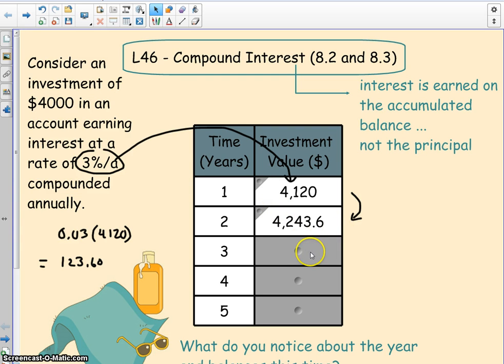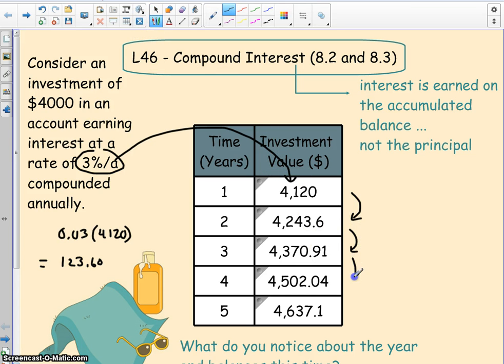To find the following year, now you're taking 3% of that amount, $4,243.60. So you calculate that, you add it to the original, and you get 4,370, and so on and so forth. 3% of that added to 4,370 gives you 4,502, and so on and so forth. So you'll notice here, looking at the table of values, that your differences are no longer constant. With simple interest, we had constant first differences. They're all 120 in this example, if you want to go back and check. Here now, we're going up by different amounts every single time.